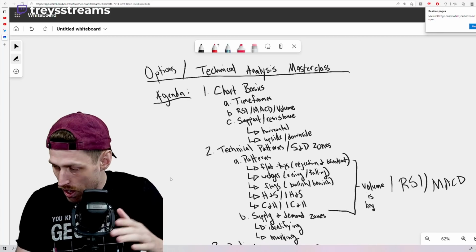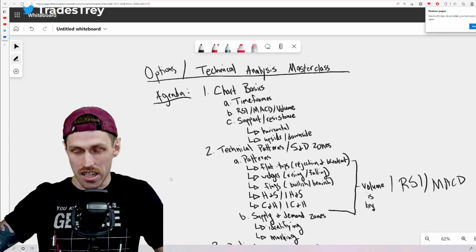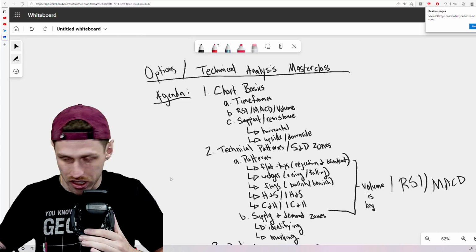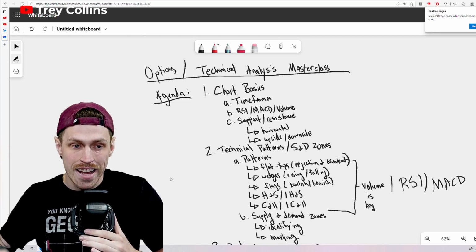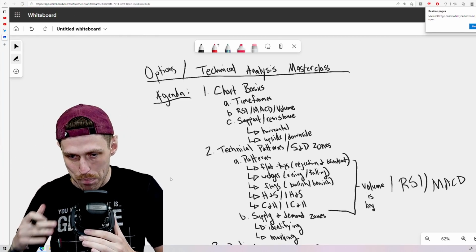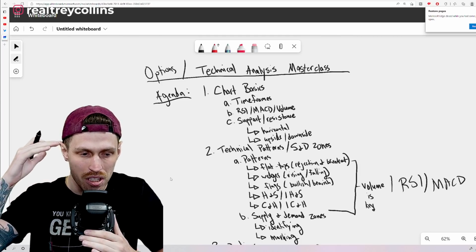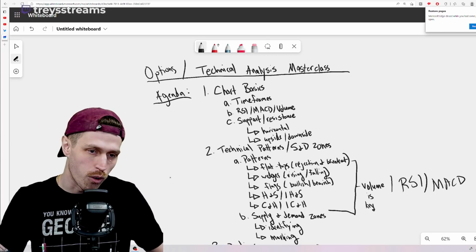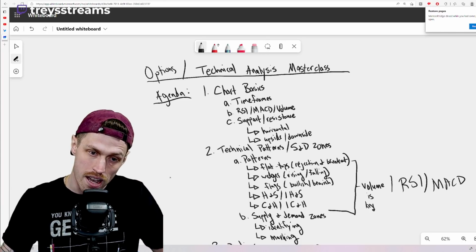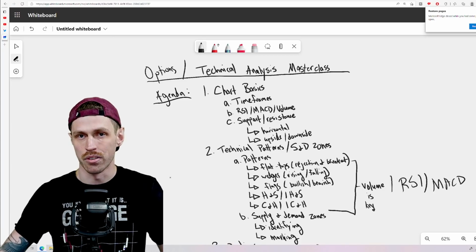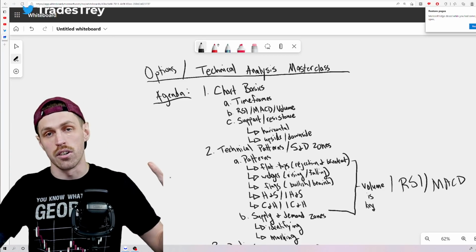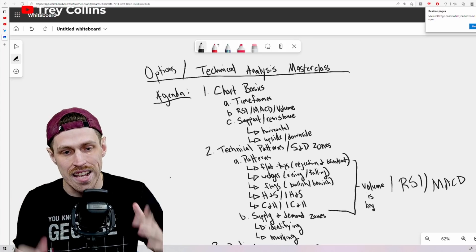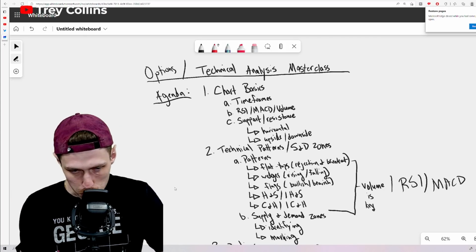So we're going to start off with chart basics, because different people have different levels of understanding of how charts work, how options work, etc. And I go on the levels of importance, I believe, and what I think to be the most in-depth. So we're going to start off with chart basics: time frames, RSI, MACD, volume, support, resistance, horizontal, and both upside and downside. I think these are all important things, so that if you don't have any understanding of charts and how they work, you can start here and work your way into the more complex things.